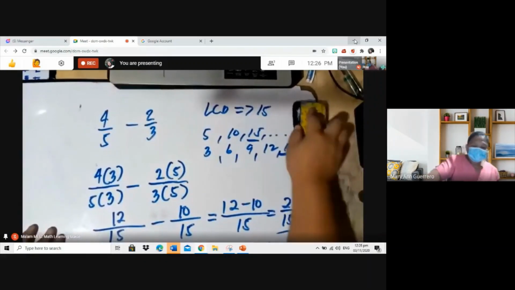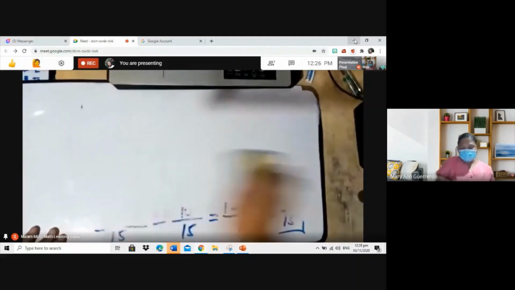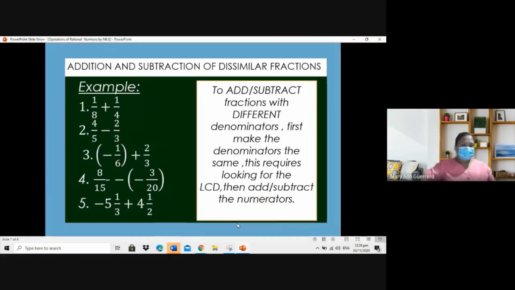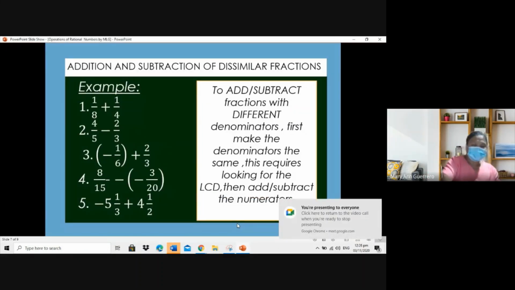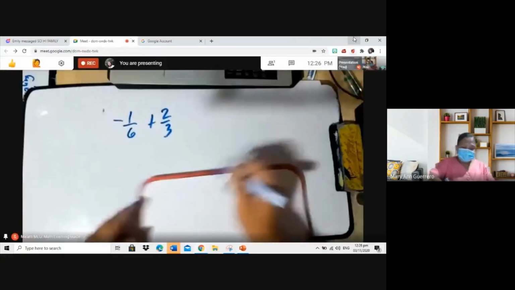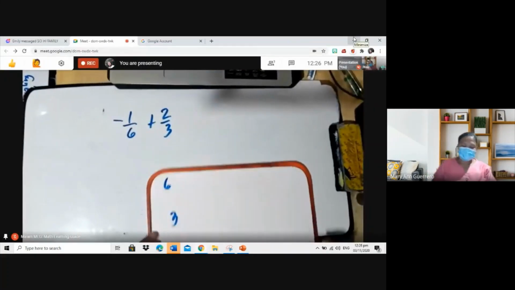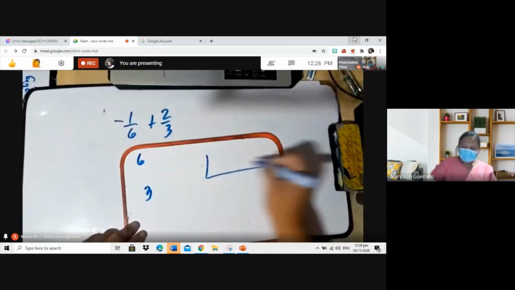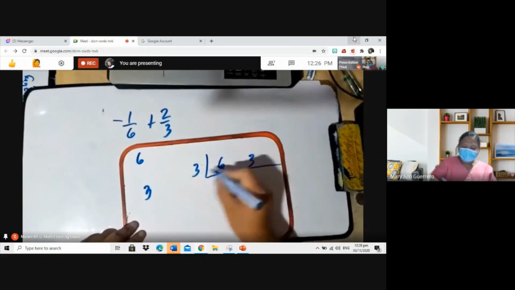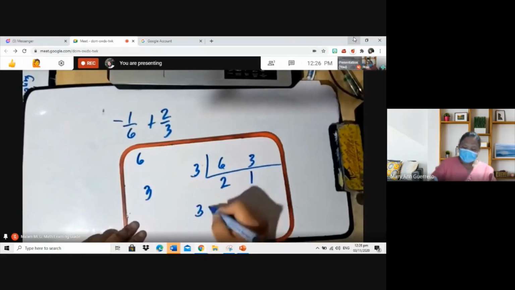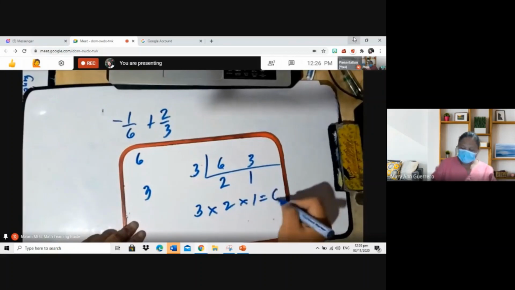Okay. So, let's proceed to the next example. The next example is negative 1/6 plus 2/3. So what is the LCD of 6 and 3? 6 and 3 have a common factor, which is 3. So 6 divided by 3 is 2. 3 divided by 3 is 1. So let us multiply. So the answer is 6.